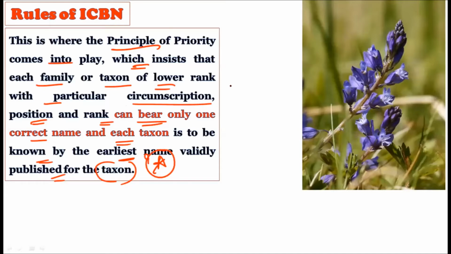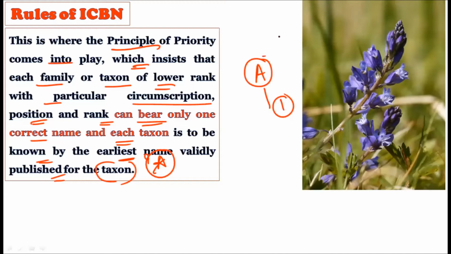See, what the ICBN says in the principle of priority is that a plant should have only one correct name and not four names. It should not have multiple names, it should have only one correct name, and that correct name should be the earliest published name.